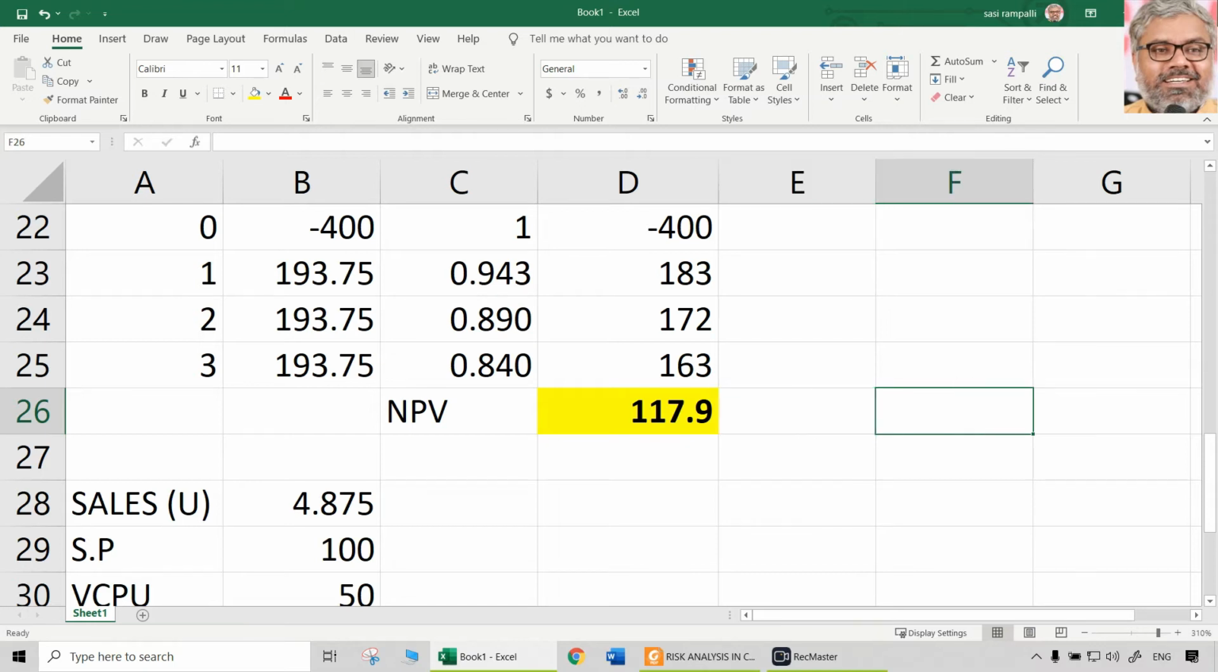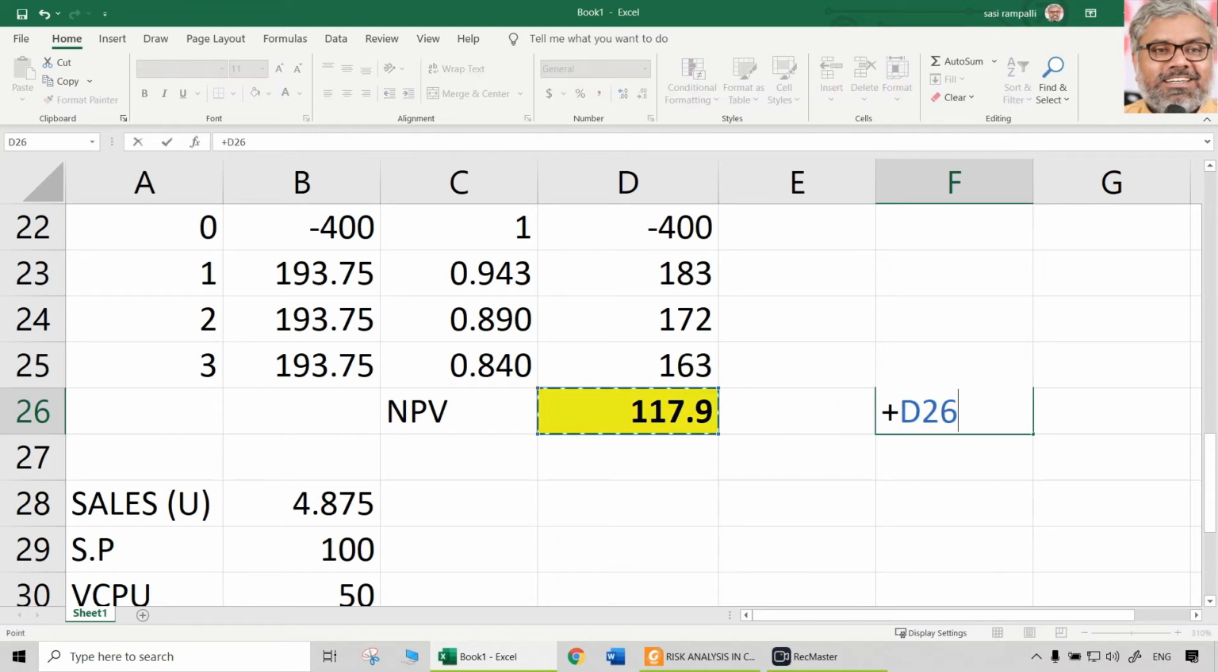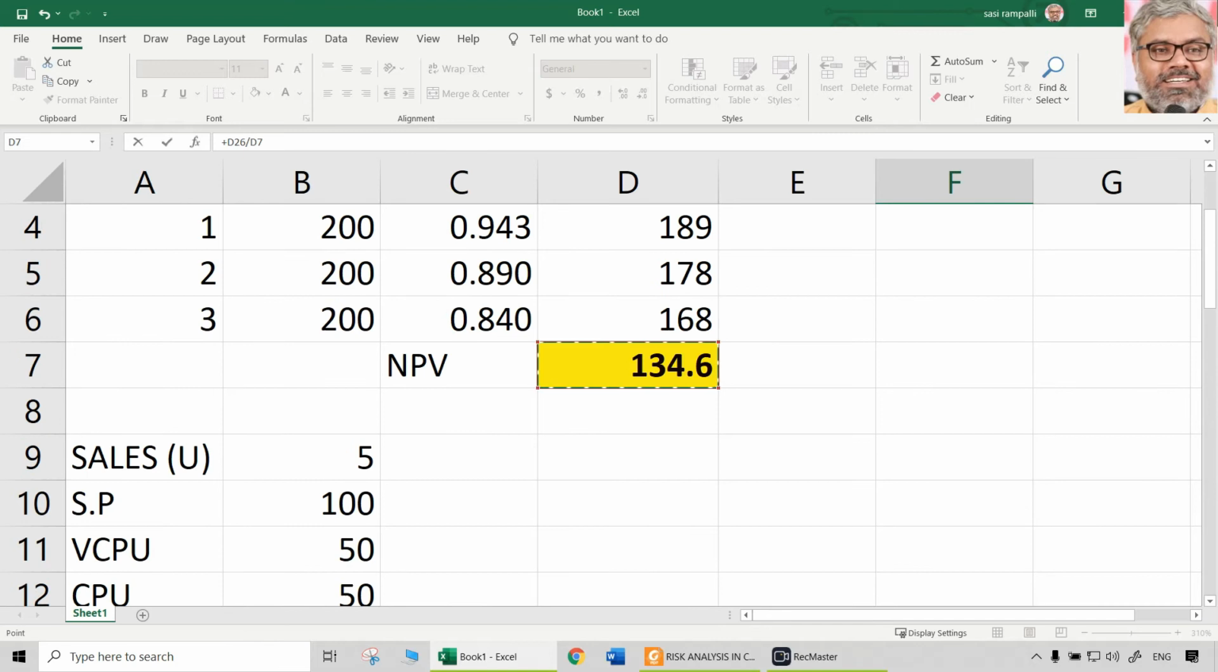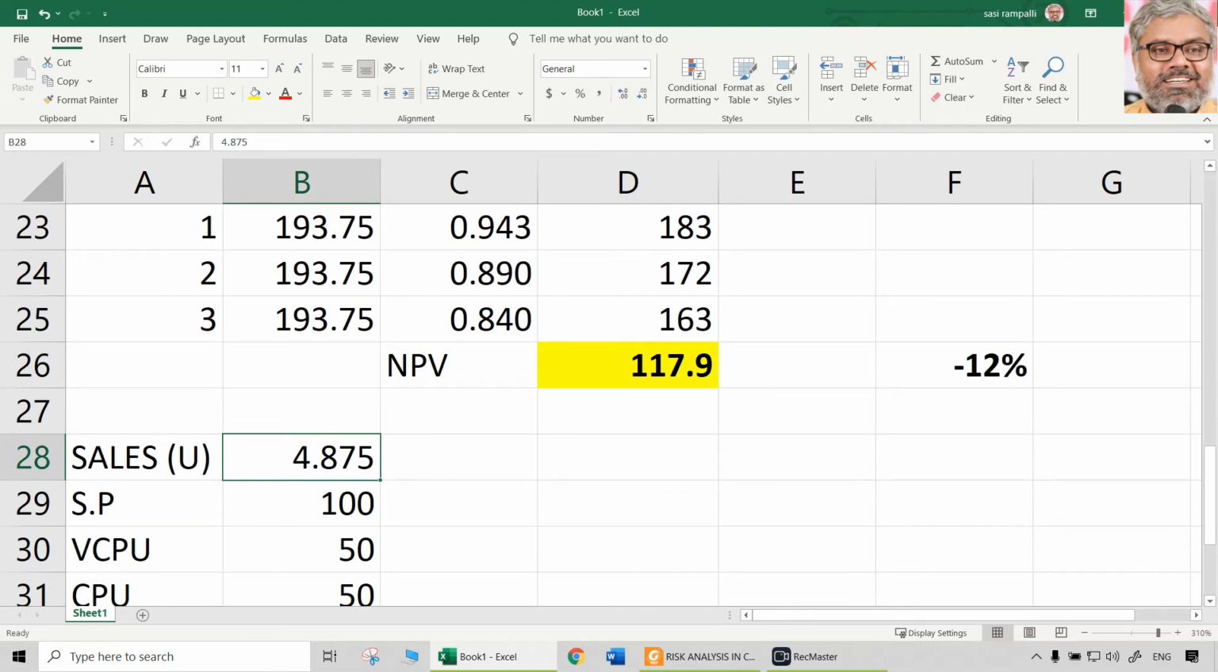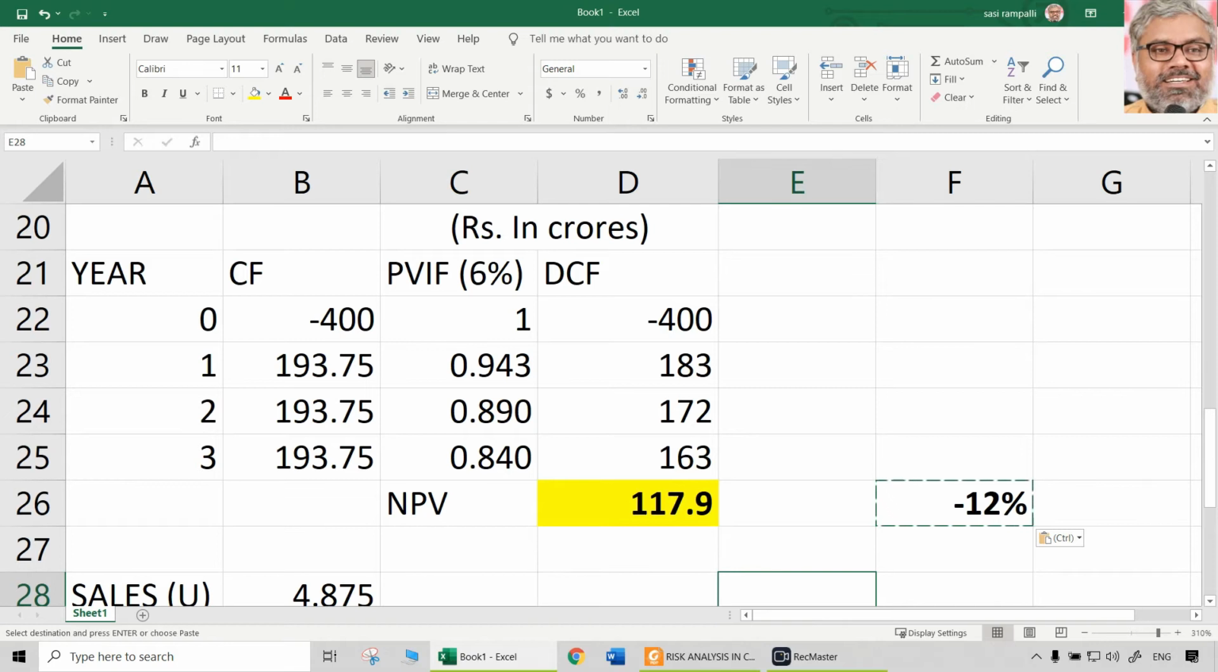Decrease or increase in percentage can be easily taken anytime: new divided by old minus 1. That's it. Percentage will be 12% decrease. It means for a 2.5% decrease in the number of units of sales, there is a 12% decrease in NPV. That is the impact of a 2.5% decrease in the number of units of sales on the final NPV. That is one of the changes only. So let us keep it as it is. That is 12%. Now I am doing the changes here only.